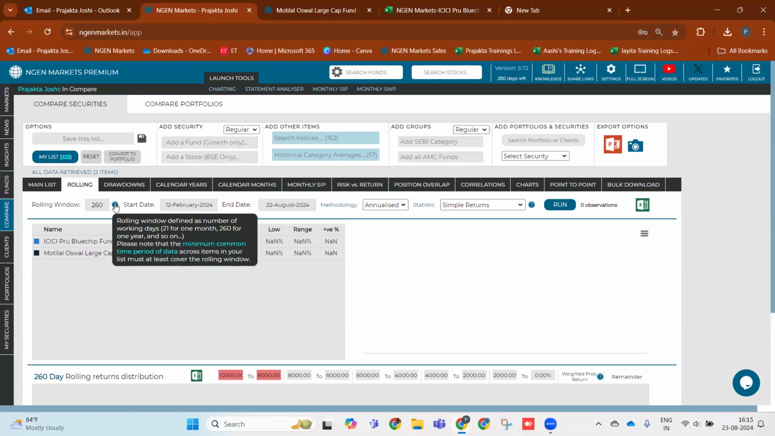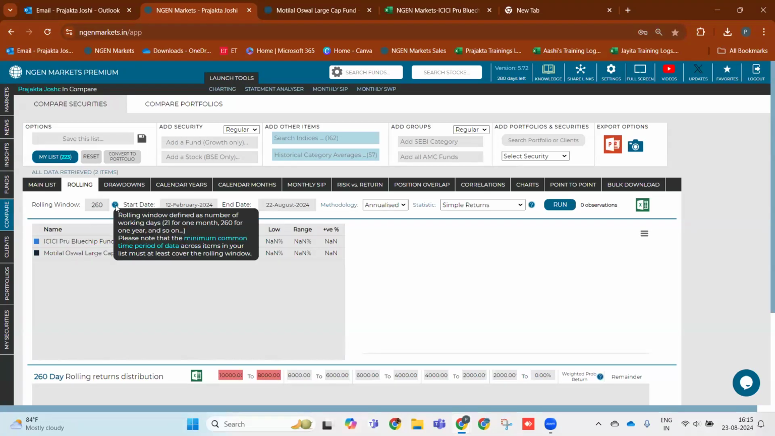Also, you can simply hover on the question mark to see what this error is about. It typically says that the minimum common time period for the data across the items in this list should cover at least the youngest fund's time period. So what we will typically do is change this to a 130 period time period.